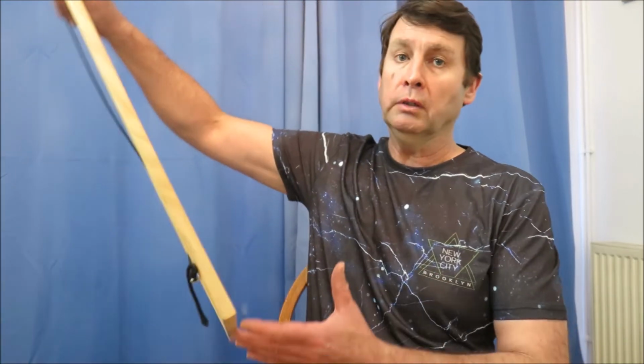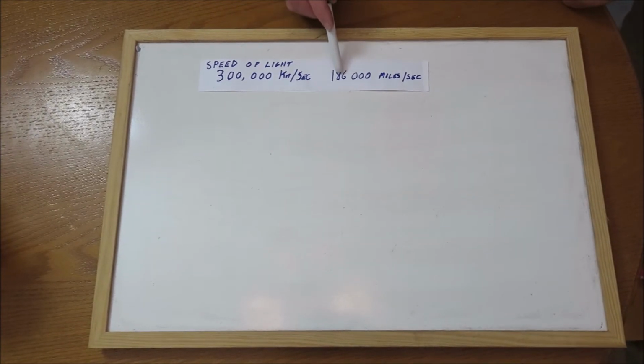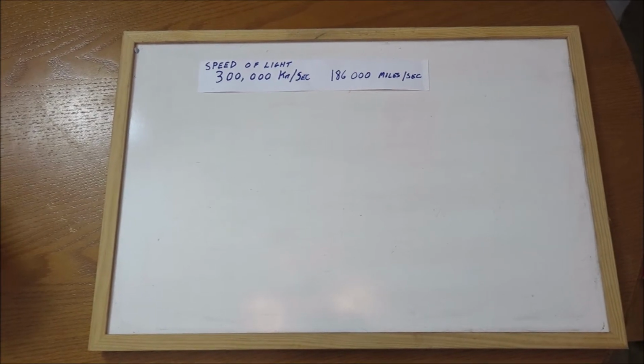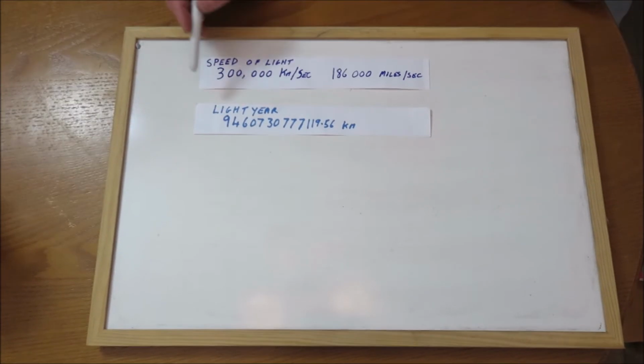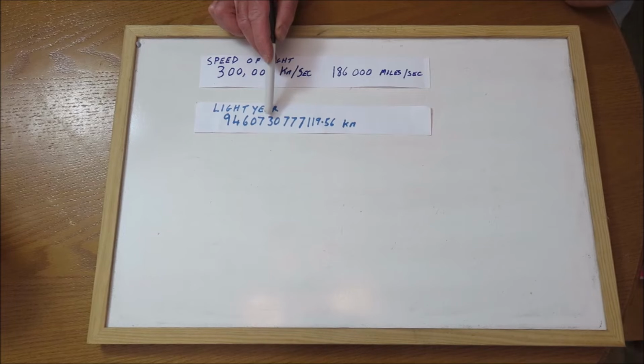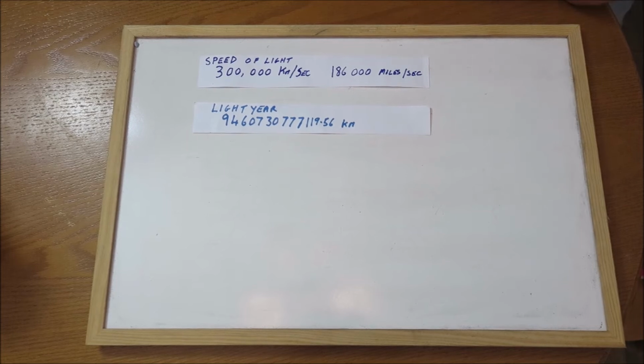Everything is sort of geared around that, and what I want to have a look at now is a light year. Some people think that a light year is a measurement of time because it's got a year in it, but it's actually a measurement of distance. So let's break some of these distances down. The speed of light is 300,000 kilometers per second, that's 186,000 miles per second. So how far does light go in a year? Well, a light year is 9,460,730,777,119.56 kilometers. So that's a fairly long way.